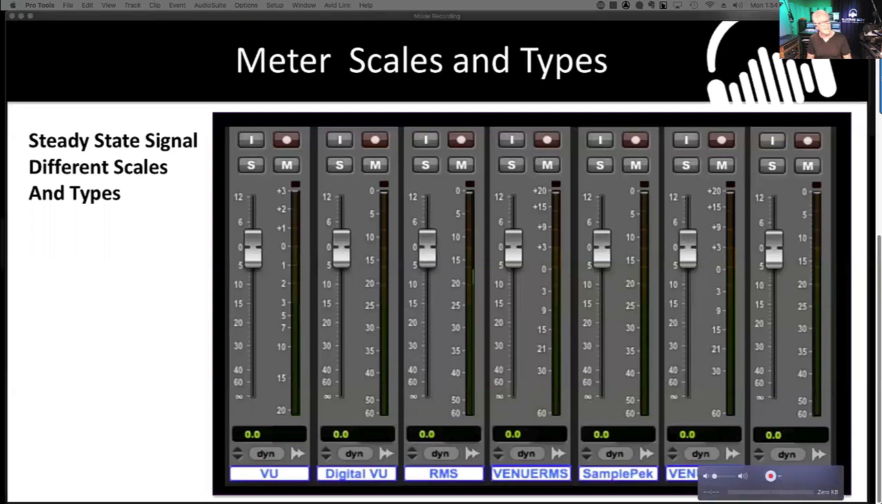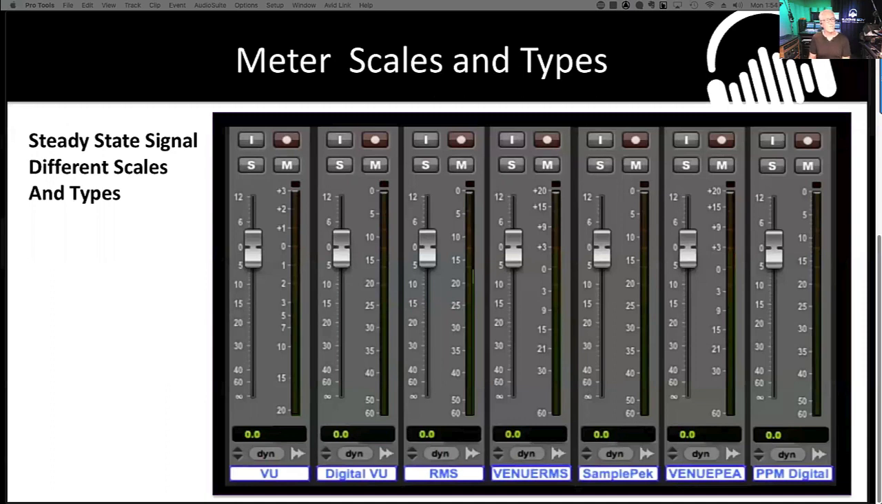The thing you must realize is there's lots of different meter scales depending on the way you're metering, right? So I've gone to a Pro Tools session here and pulled up seven examples of metering that we will look at in terms of their scale, and also in terms of their ballistics, because you have to have this information if you're going to assess this well.